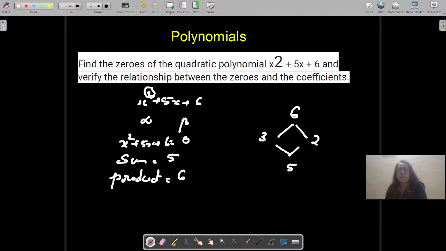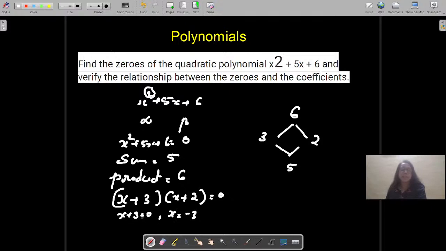So 3 twos are 6. That is, positive 3 into positive 2 is plus 6, and positive 3 plus positive 2 is 5. So 3 and 2 are the numbers. So we can write this as x plus 3 into x plus 2 is equal to 0. Then x plus 3 is equal to 0, and x is equal to minus 3.